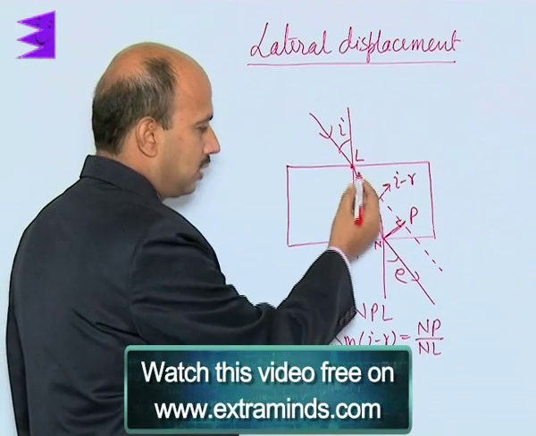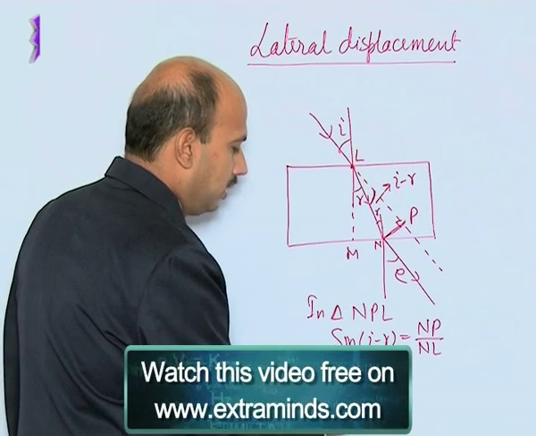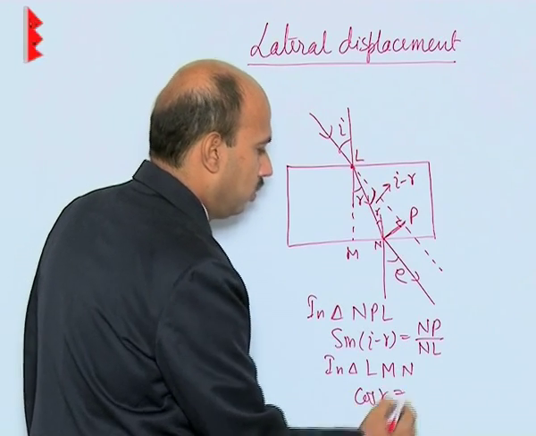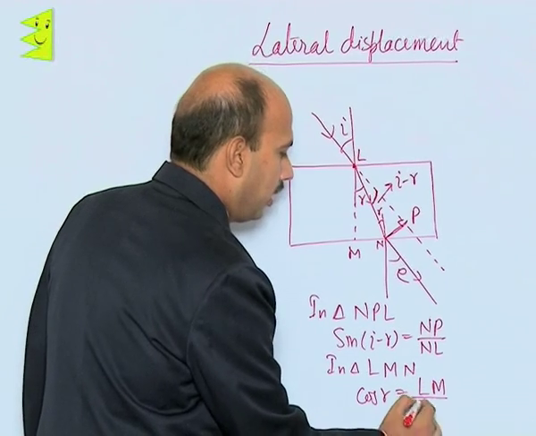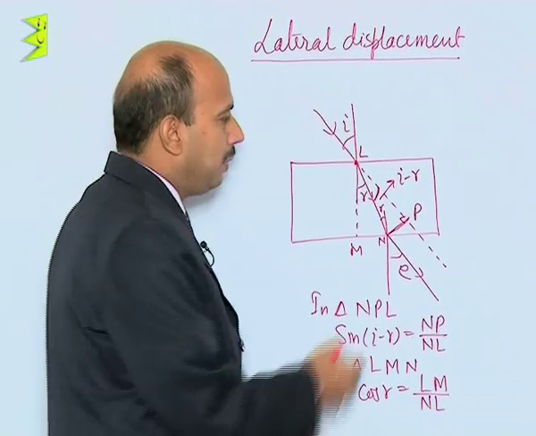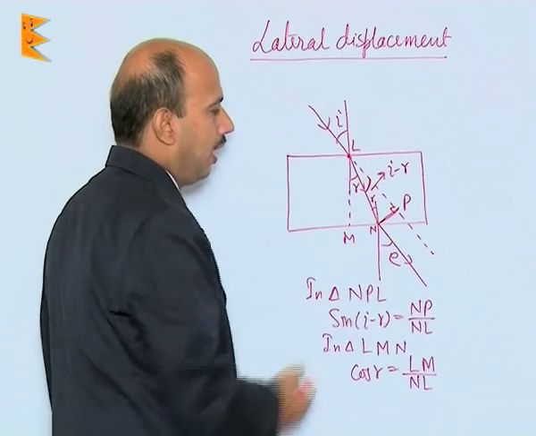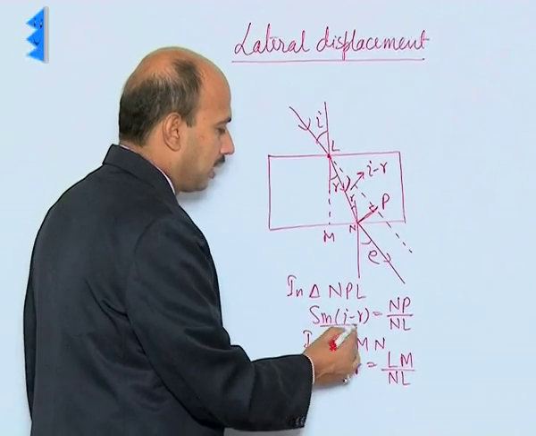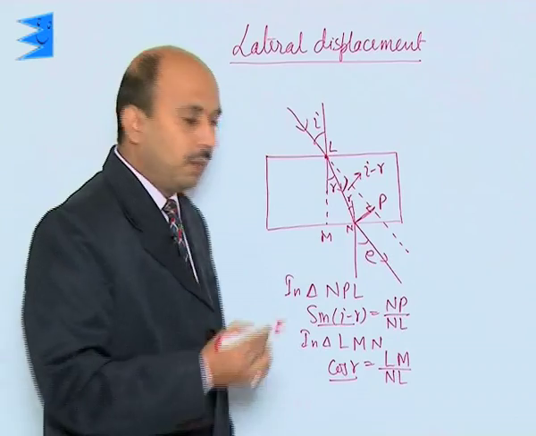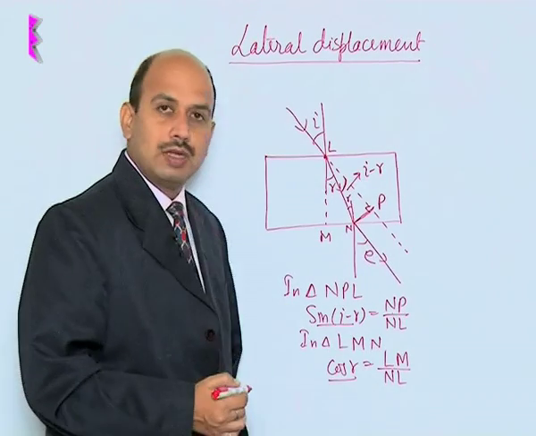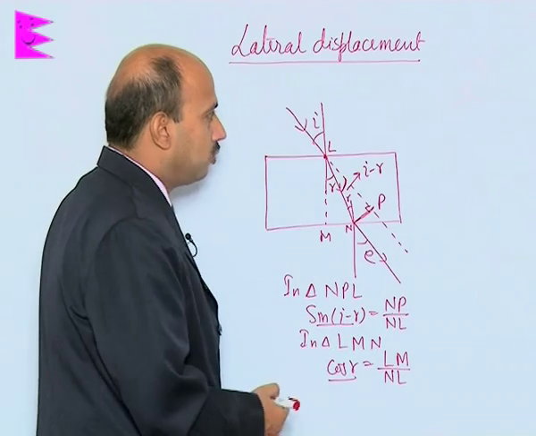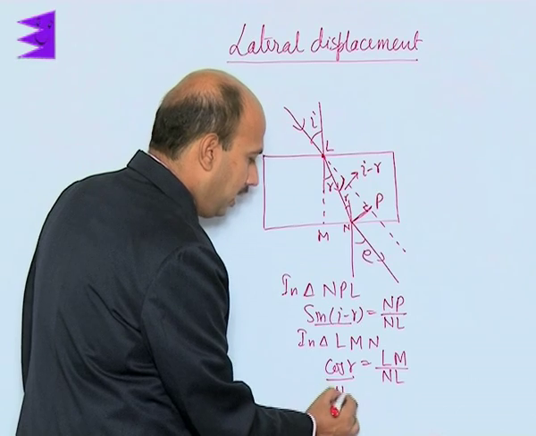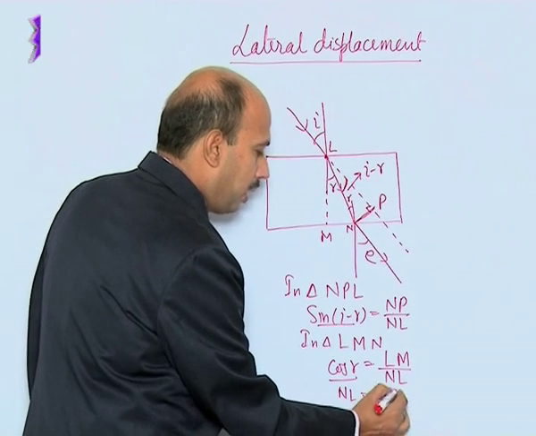And now see this other triangle LMN. In triangle LMN we can write cos R is equal to LM upon NL. So, we have taken these two triangles, one is NPL and another one is LMN. In both these triangles we have got sin(I minus R) and cos R. Now, we have to calculate NP, this perpendicular displacement. So, we can equate these two. We will get NL is equal to LM upon cos R.